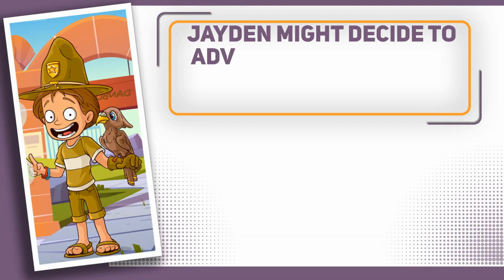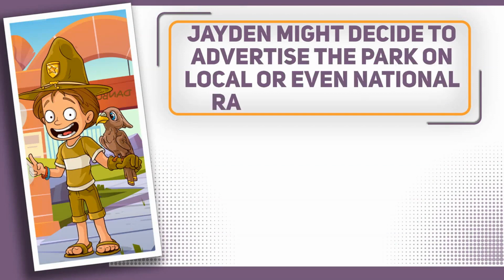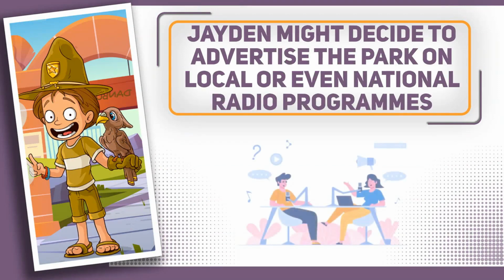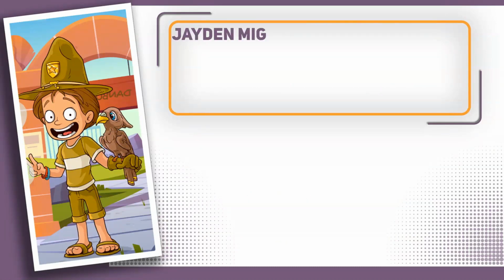So, Jayden might decide to advertise the park on local or even national radio programs. I think it's fair to say, in this scenario, local radio would likely be more effective as these listeners are able to travel relatively quickly for a day at the park. In fact, if Jayden is feeling particularly clever, he may have the adverts aired around 8 to 8:30 in the morning, or 3 to 4 p.m. in the afternoon. Why? Well, this is the time that parents are doing the school run, and these listeners may be just the target audience that may spend a family day at Danbury Wildlife Park.